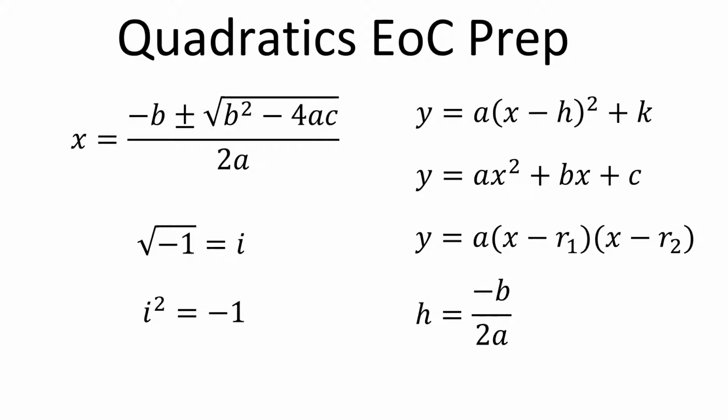What we've really got here on the first slide, the top left corner of your worksheet, is just a bunch of formulas. Of course, the quadratic formula right here. We've got three different ways of writing a quadratic equation: vertex form, standard form, and factored form. And then a few little things: how to use standard form to get the x-coordinate of your vertex, and the definition of i, and i squared is -1. All things that are going to be helpful while working with quadratics. So let's tackle this.